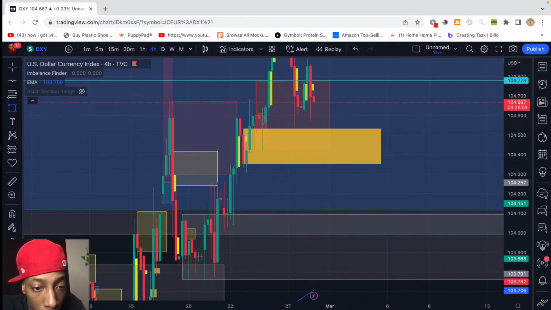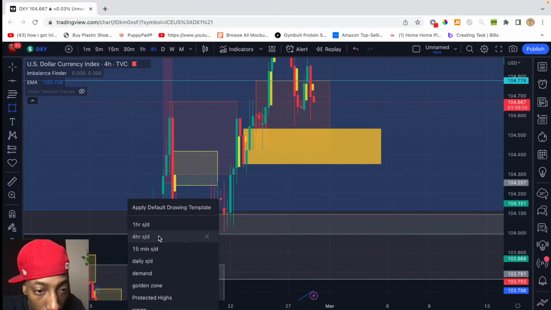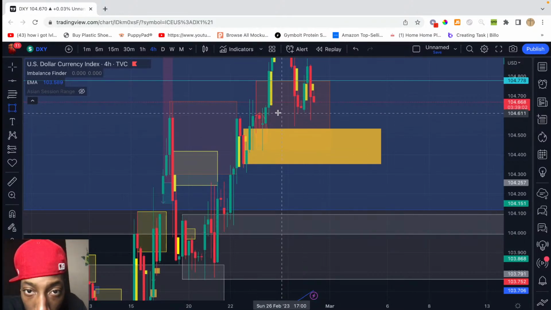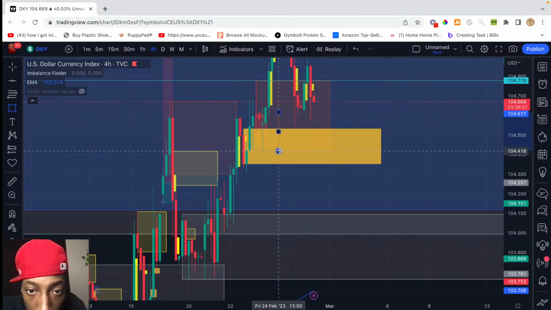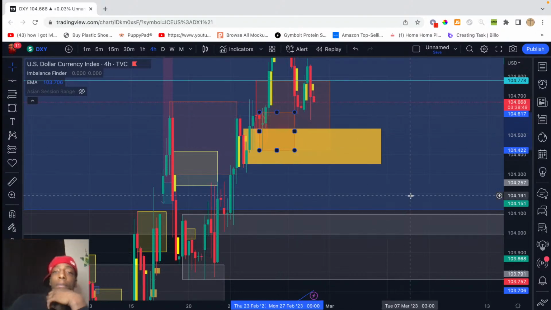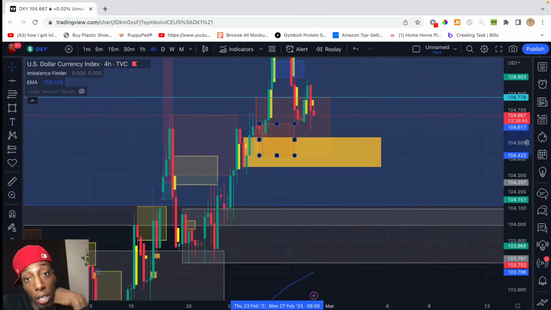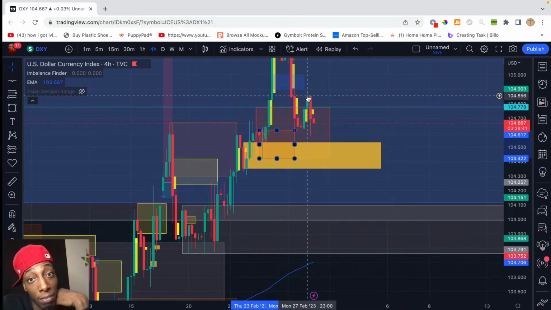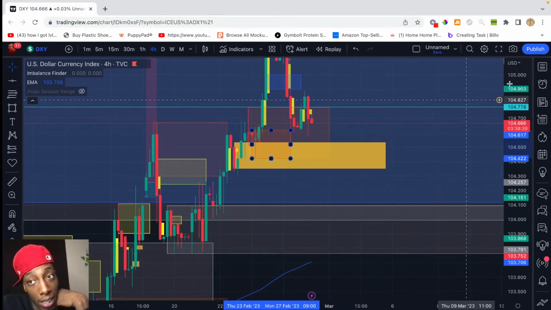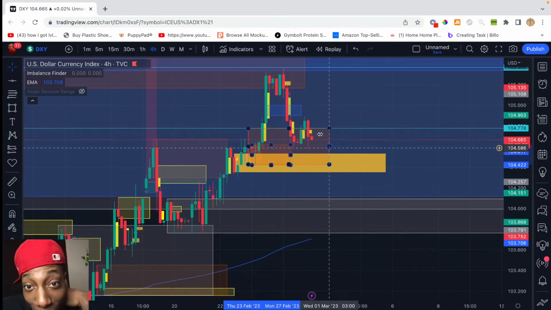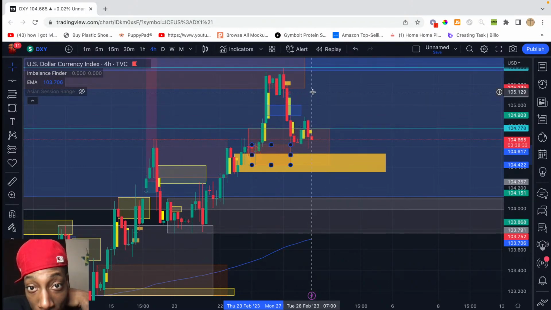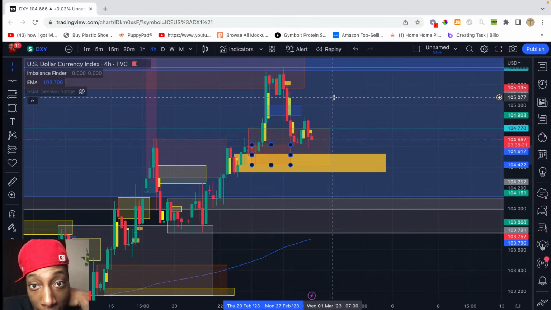My 4 hour supply and demands are orange. So we actually came, let me put this down here, we actually came and tapped this 4 hour and continued up from it. We didn't push too hard though. So that's another confluence. Even though on the 4 hour there are some gaps up here, it's still a little bit of gaps up here.